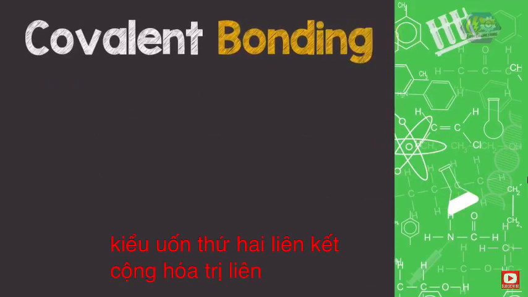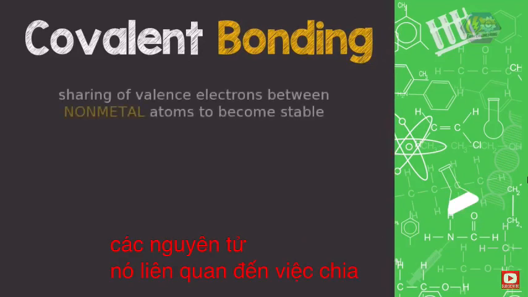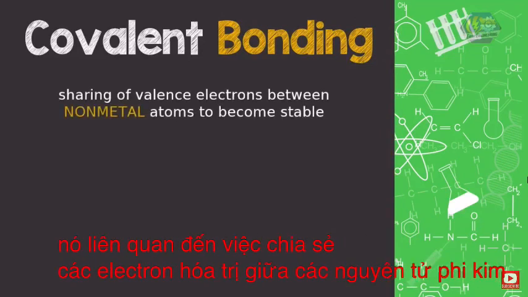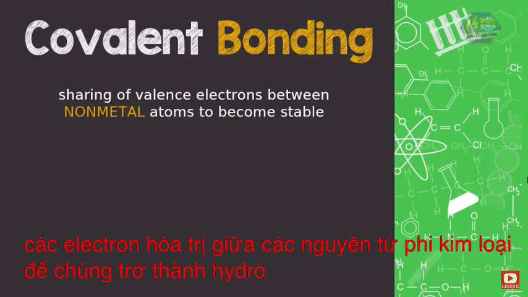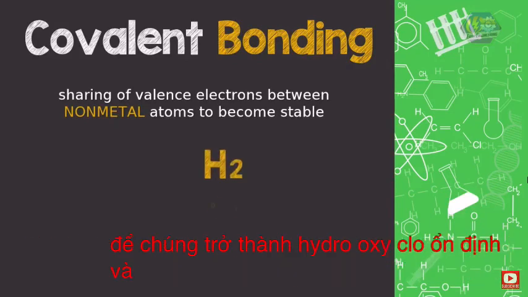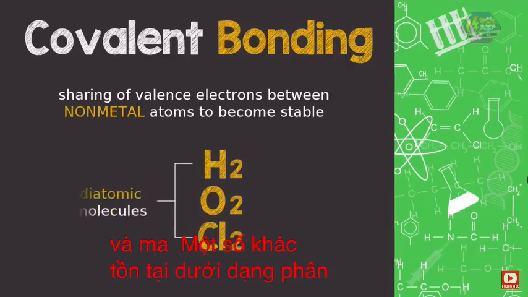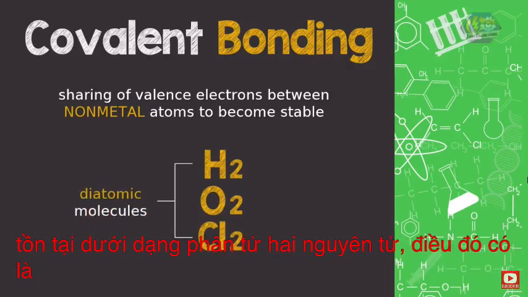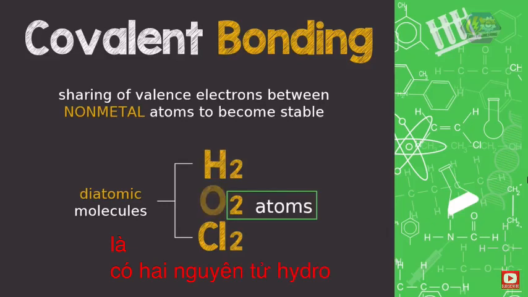The second type of bonding, the covalent bonding. Covalent bonding occurs between non-metal and non-metal atoms. It involves a sharing of valence electrons between non-metal atoms for them to become stable. Hydrogen, oxygen, chlorine, and many others exist as diatomic molecules, which means that there are two atoms of hydrogen, oxygen, and chlorine for them to exist.